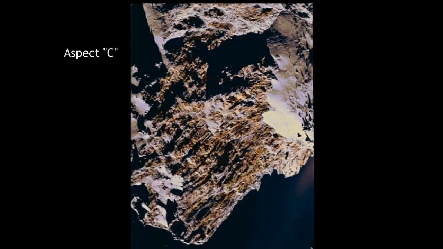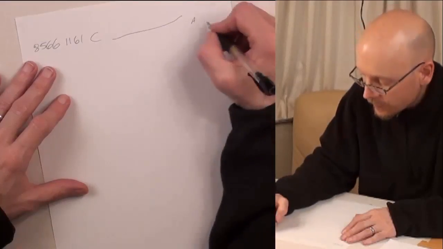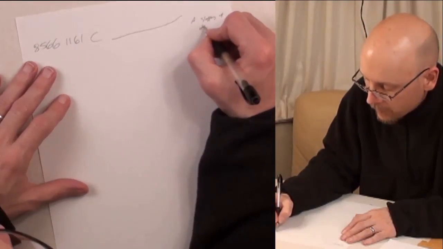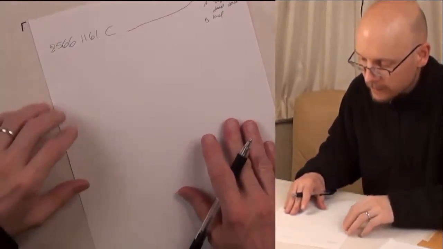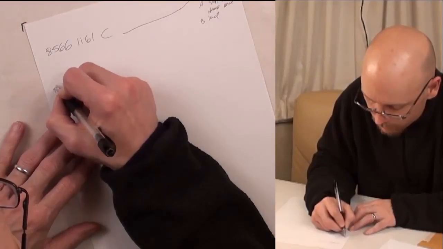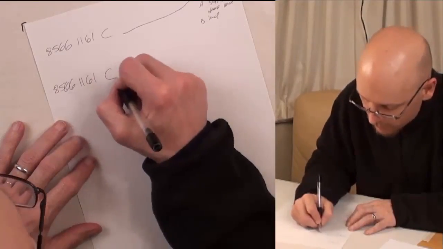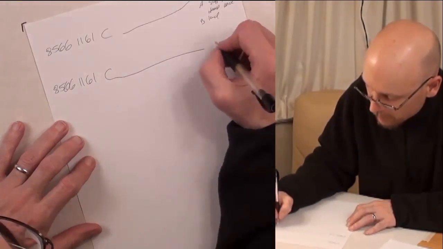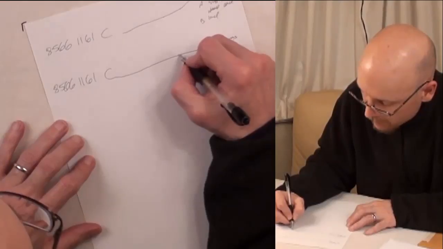8566 8566 1161 1161 C. A. Sloping. I'll take that again. 8566 8566 1161 1161 C. C. A. Across. Hard.